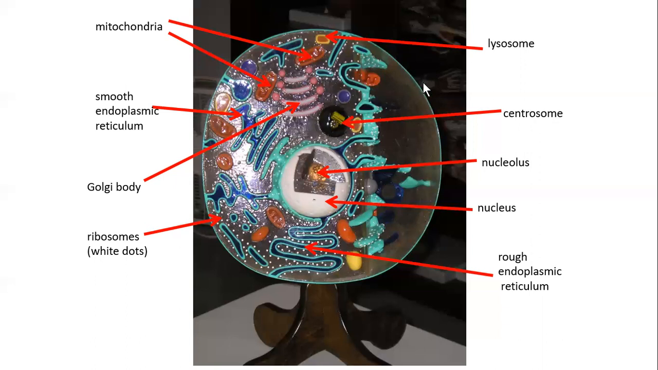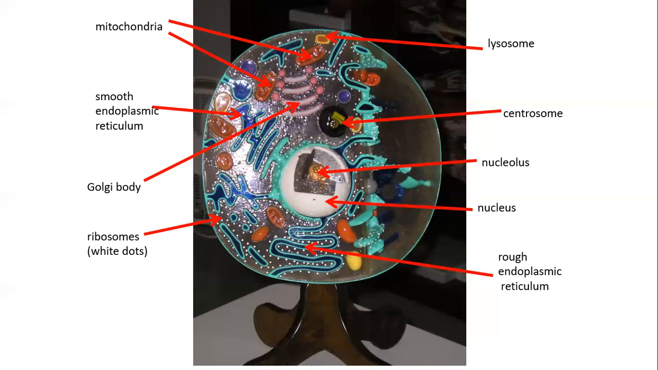In between the plasma membrane and the nuclear region, there's this ocean of organelles. Your lab manual mentions it. I don't think it's labeled on this model. There's this shiny, translucent part of this model. That is the cytosol. It's a sticky solution that surrounds all the organelles and internal structures of the cell.